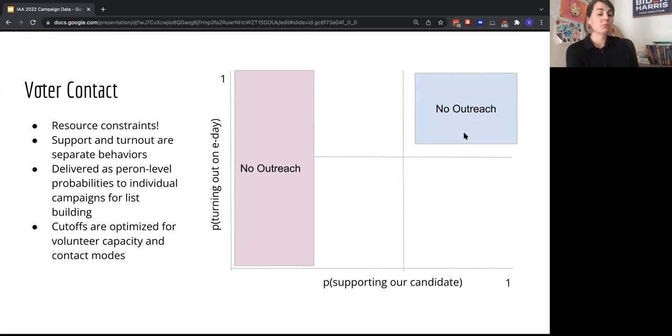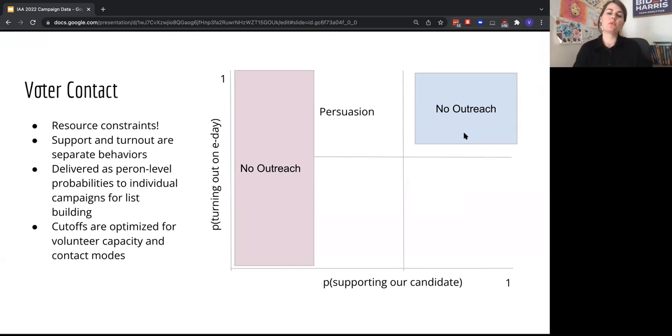Again, we don't want to take those people for granted, but when we are thinking about making resource allocation decisions with constraints, it is very rational to decide that we're not going to use our outreach efforts there. That might be our volunteer recruitment base, our fundraising recruitment base, but they don't need the same kind of voter contact outreach. So what's left?